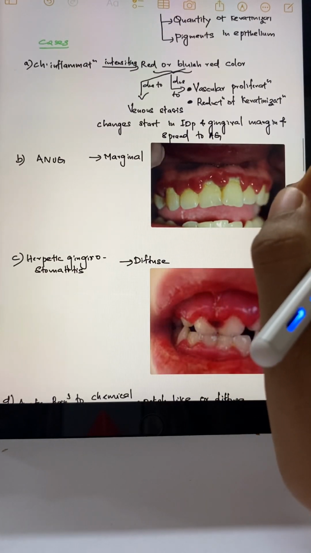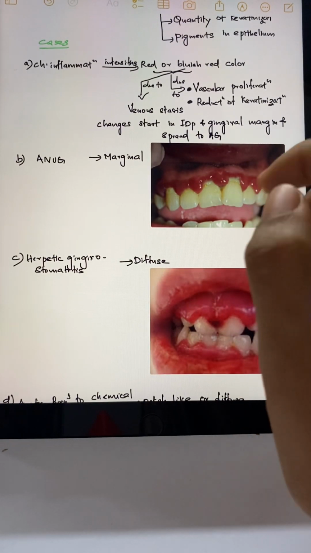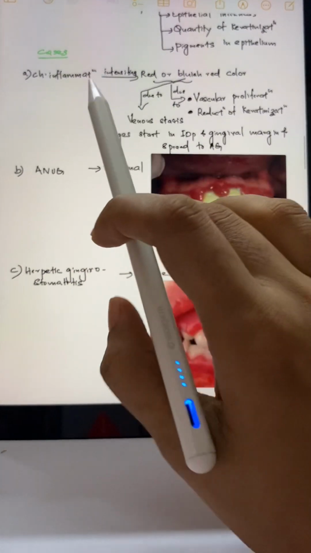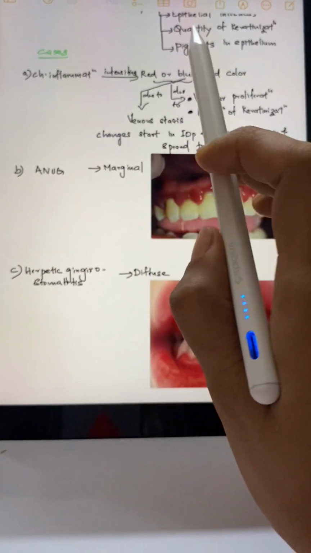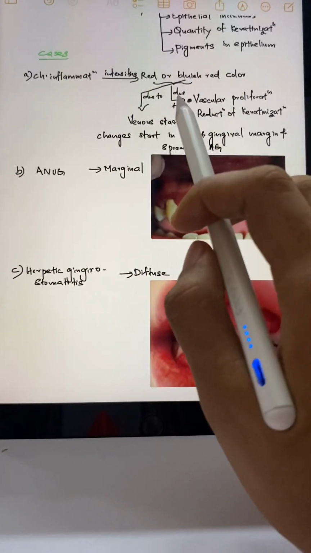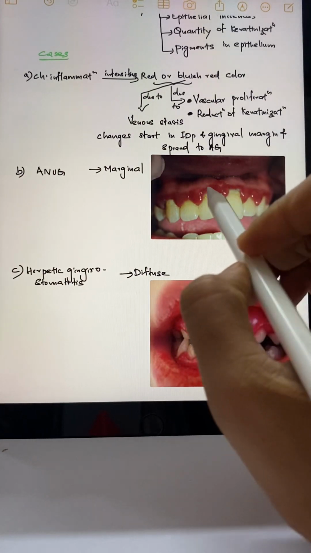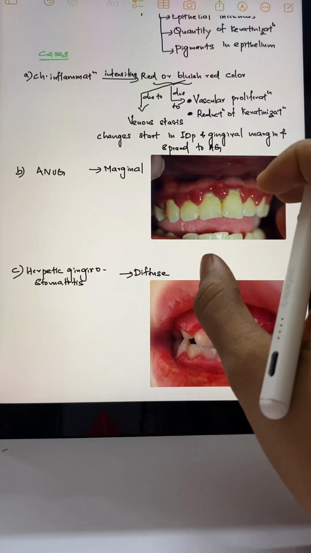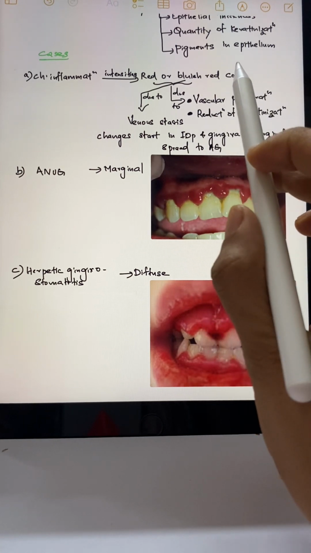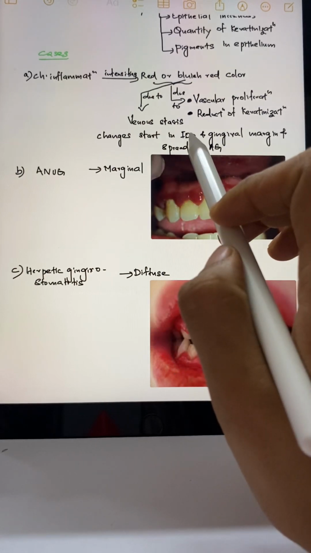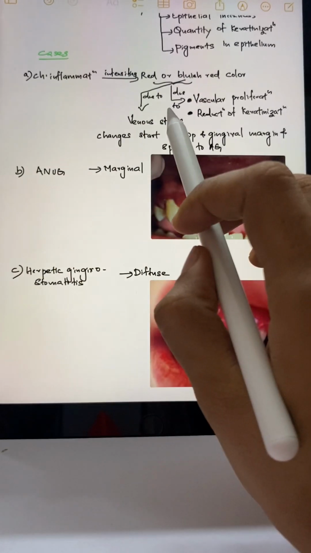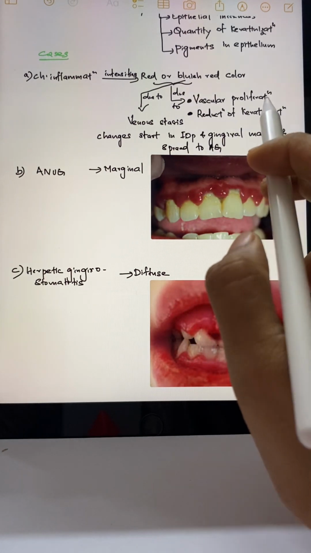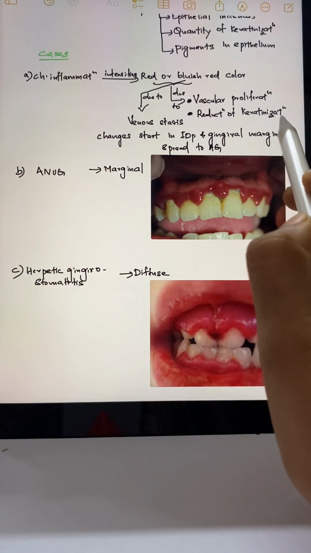Then I will talk about some cases and how the gingiva appears. So in the case of chronic inflammation, which intensifies the red or bluish red color, the gingiva would be more red or bluish in color. This bluish hue is due to the venous stasis. This also I discussed in the last class. And this color change is due to the vascular proliferation and the reduction of keratinization.